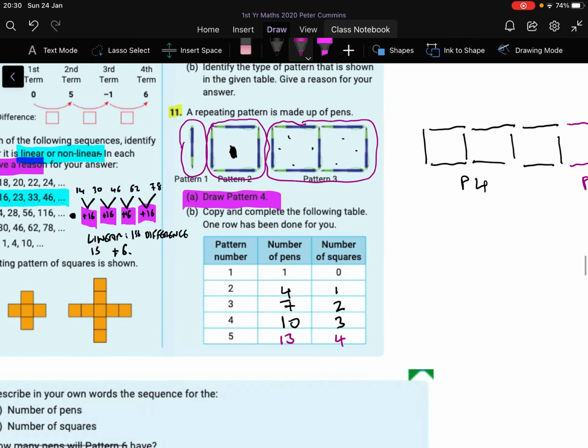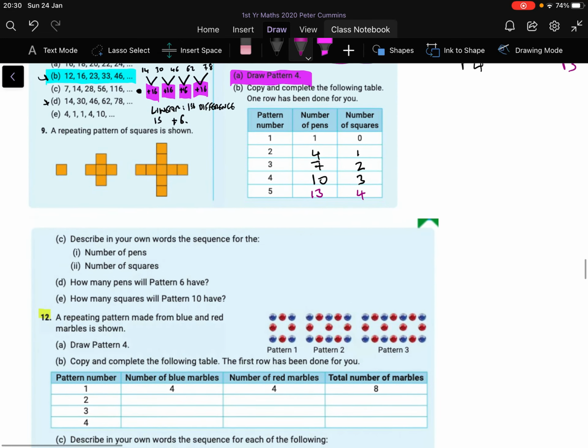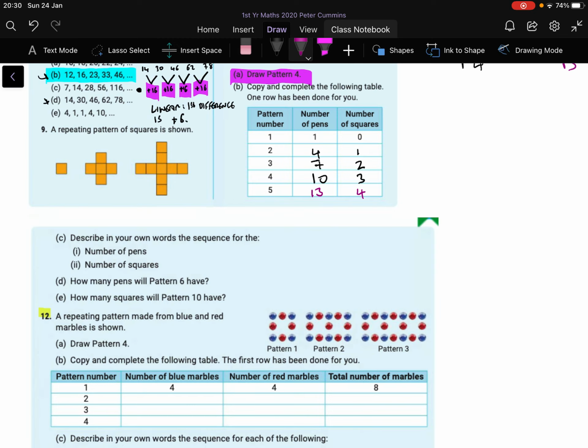Okay. So if we look at what they're asking: describe in your own words the sequence for the number of pens. Well, it starts with 1 pen. And how many pens are added every time? Well, it went from 1 to 4, from 4 to 7, from 7 to 10, and from 10 to 13. So how many pens are you adding every time? 3, added each time, or each term.